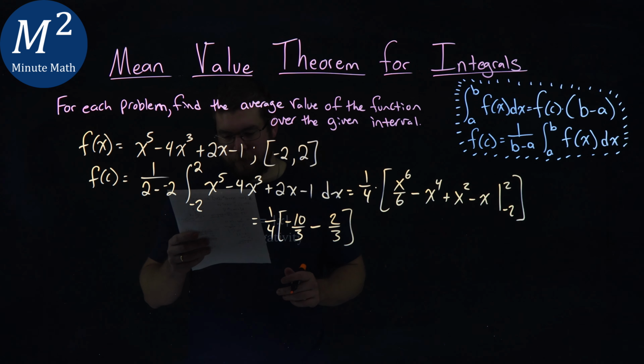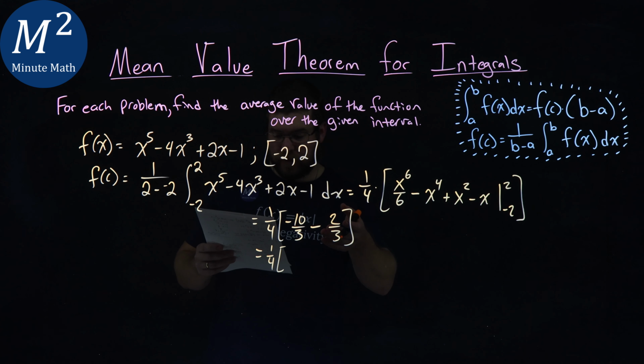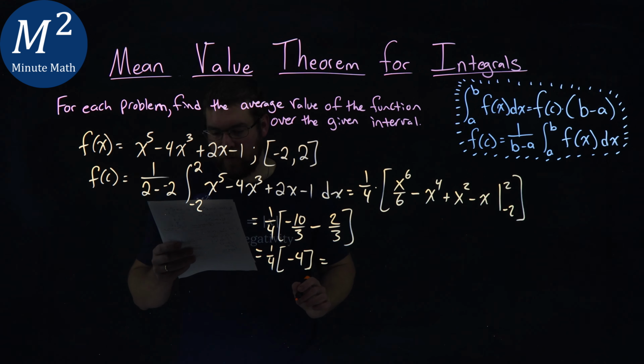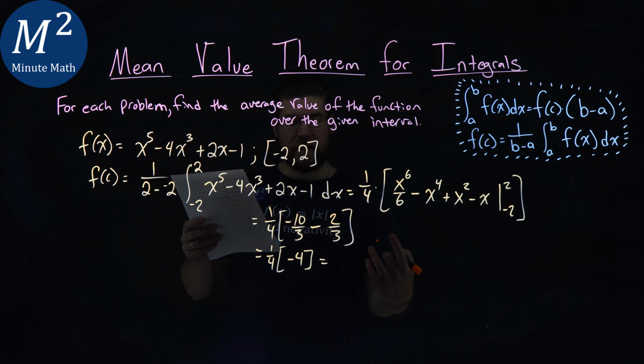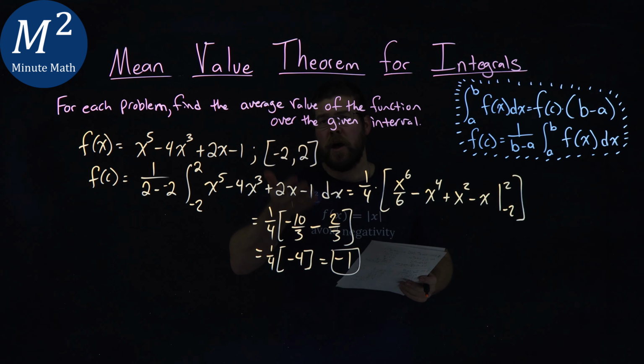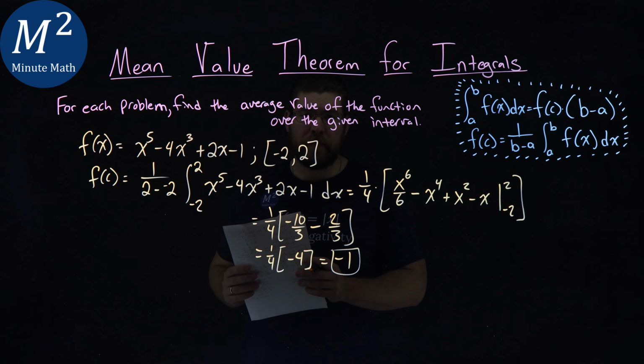We're subtracting it. So now I have 1/4 times -10/3 minus 2/3, and I simplify it to be -4. And you can see where this is going. 1/4 times -4 is -1. And so we have our answer. Our average value of the function over the given interval is -1.